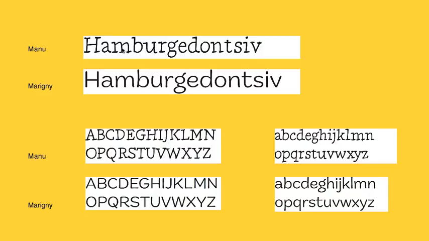I saw these two releases come out, and I figured it'd be a good discussion of what are the attributes of what we call handwriting, and how these two different typefaces take different approaches to this concept of handwriting. Okay, so we have Manu from Typotheque, and we have Marigny from Type Supply. So let's get started with these two.